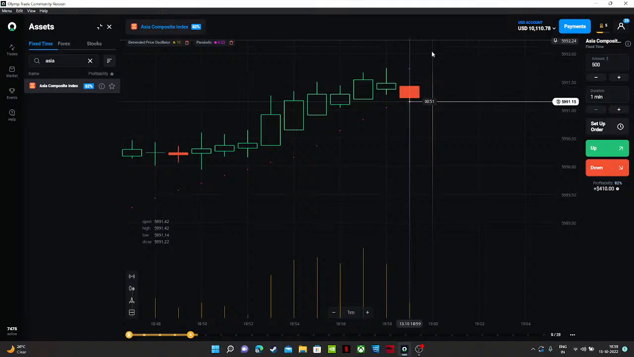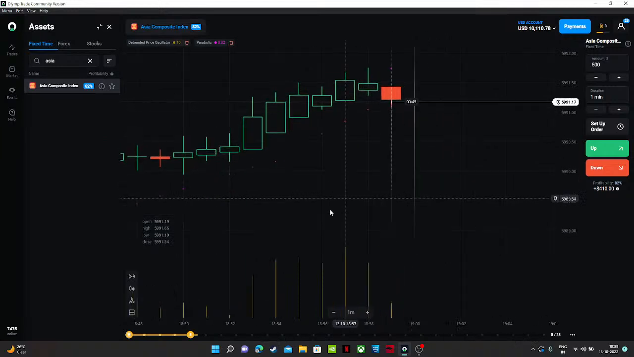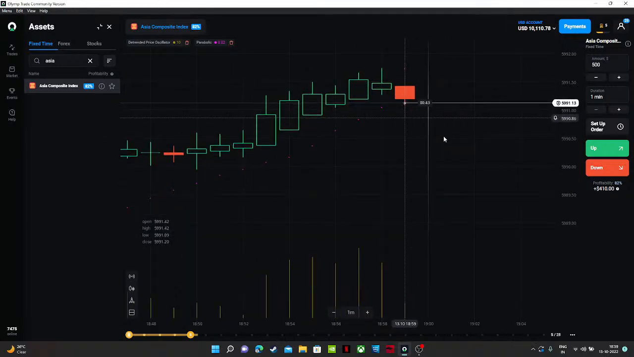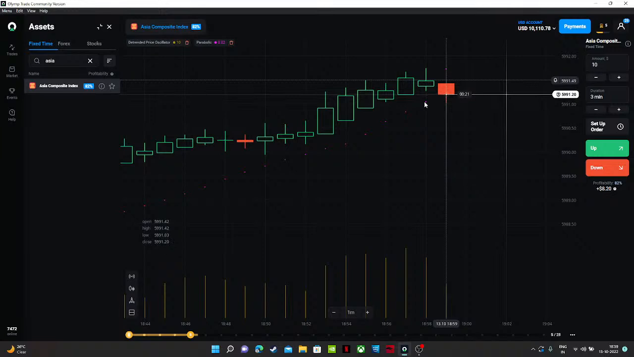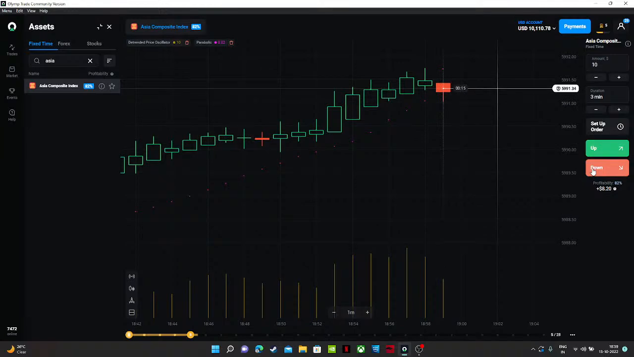So here the parabolic has shifted, the candlestick has changed its color, so we can enter into a downside trade here if the next candle is also a red candle. You have to wait for the confirmation candle in such cases. All right, I think now we can enter into a downside trade since there is a shift in the parabolic dot. The Heikin candle has changed its color, so I am entering into a downside trade for 3 minutes.